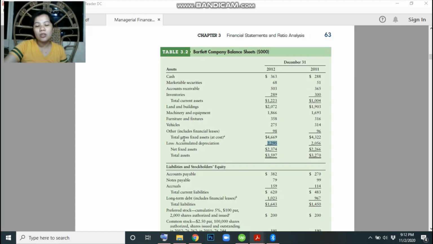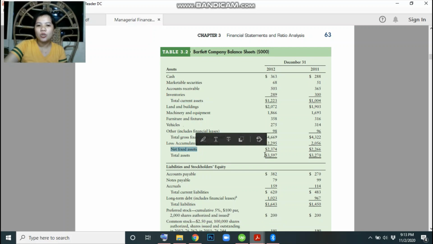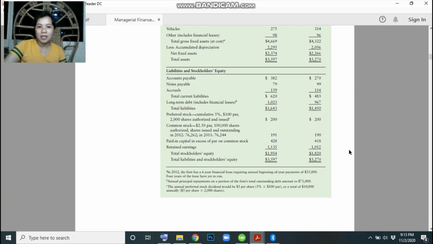So, total gross fixed asset minus the accumulated depreciation, you will get your net fixed asset. So, total current assets plus the net fixed assets, you will get your total assets. That is for the first part of the balance sheet, which is the asset. The second part of the balance sheet is the liabilities. Okay. What are liabilities? These are utang. Utang ni Barley, what the company owes. Okay. So, liabilities are also of 2 types: the current liabilities and the non-current liabilities or the long-term debt.